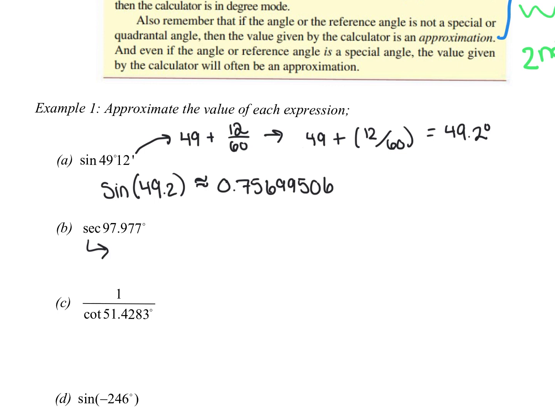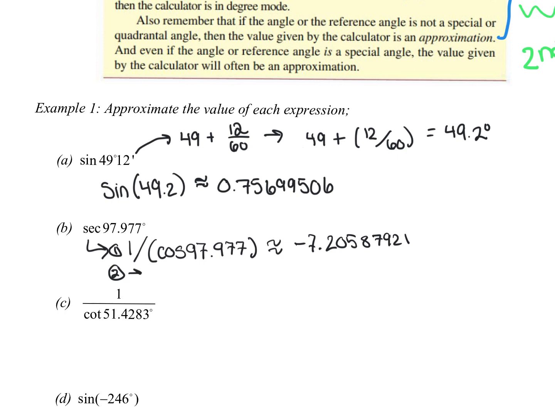Letter B, we can't put this in the calculator because we don't have a secant button. So in my calculator, I have the option of doing 1 divided by parentheses, secant's friend is cosine, so you can do it like this. So go ahead and try that. When you do, you should get that it is negative 7.20587921.